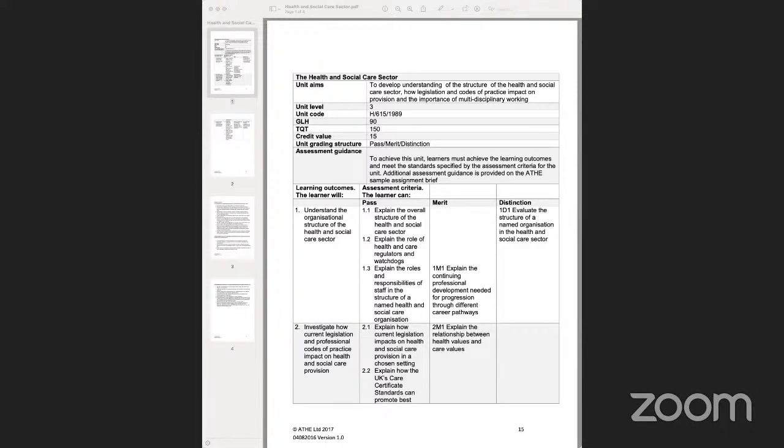So we've got this just as a summary. You have now received the session invites for both the other two units that you're looking at completing with me. One is the health and social care sector that you see on your screen, and the other one is primarily the person-centered approach, which we are going to do after this unit. Is that okay? Yes, sir. Okay, good start.